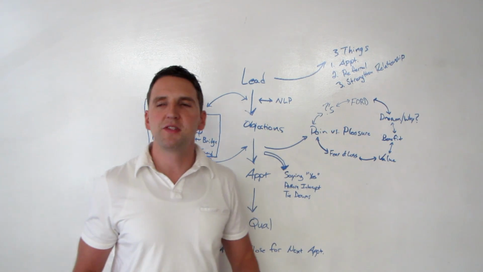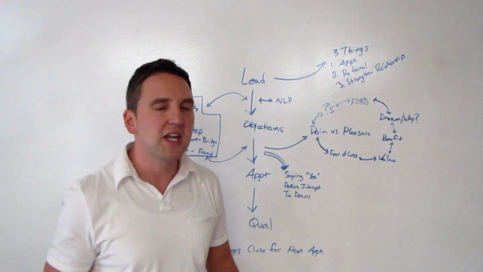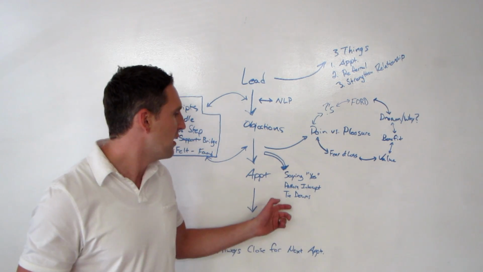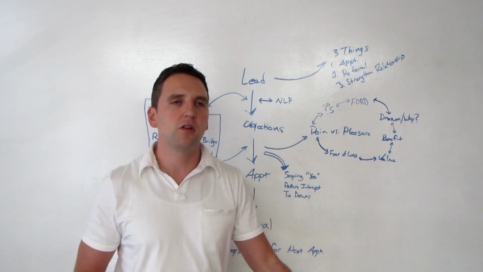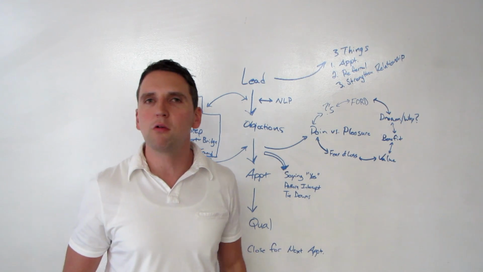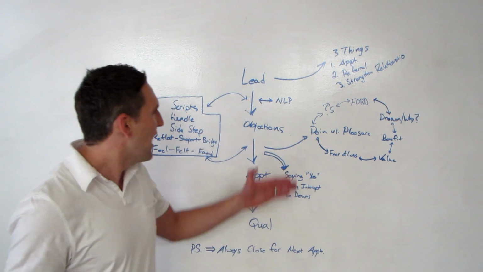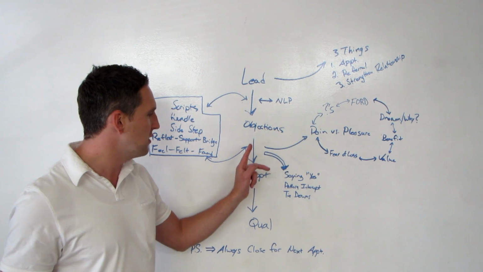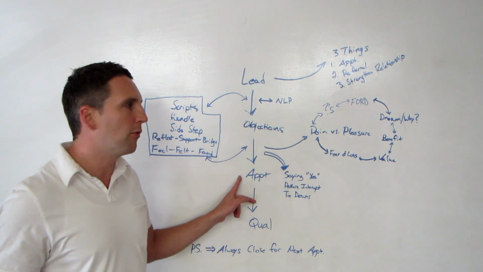Using a pattern interrupt, sometimes just say their name. Say something. Get them to stop on the tirade that they're going through. Tie downs: wouldn't it, couldn't it, shouldn't it? Don't you agree? Couldn't you agree with that? Do you see the benefit in that? After all of these, once you basically have gone lead, objection, immediately go for the appointment.